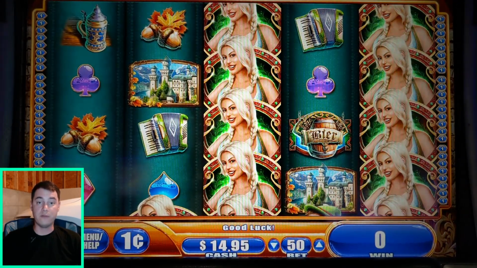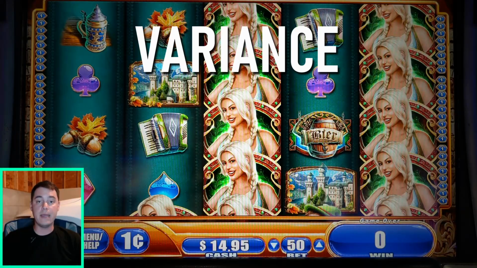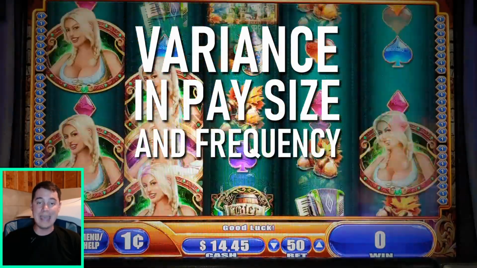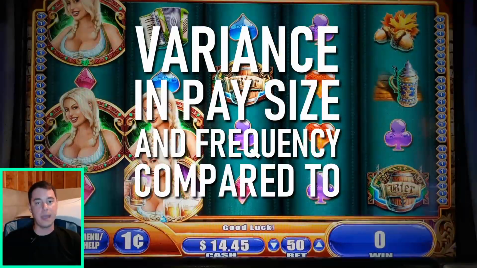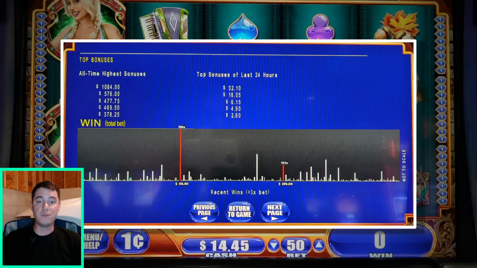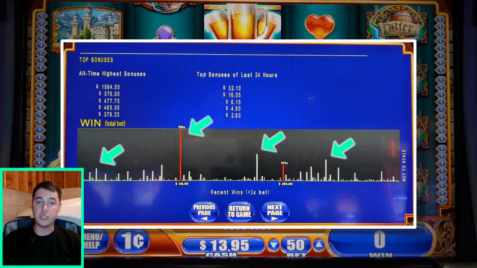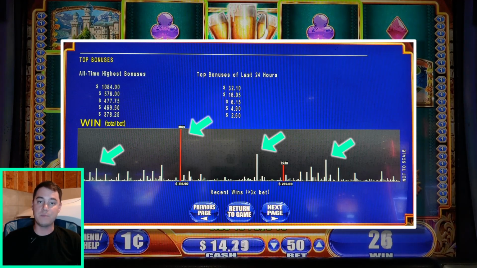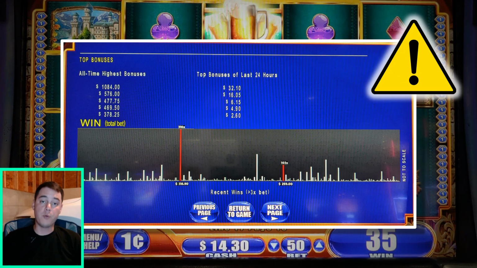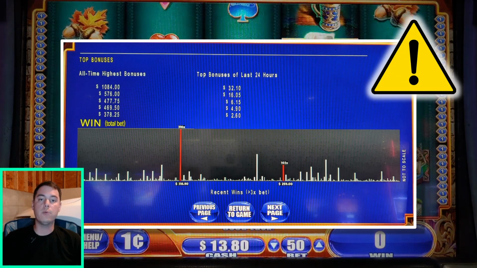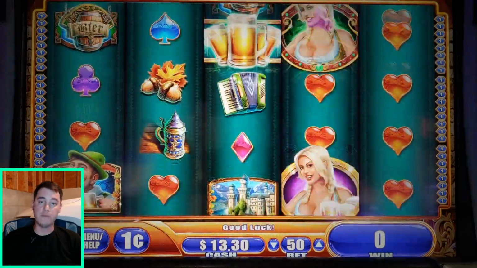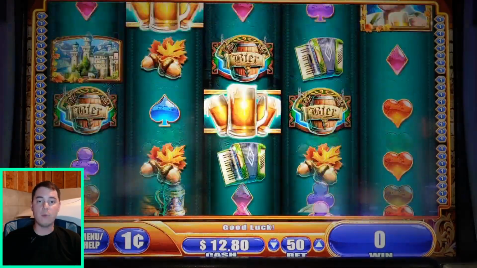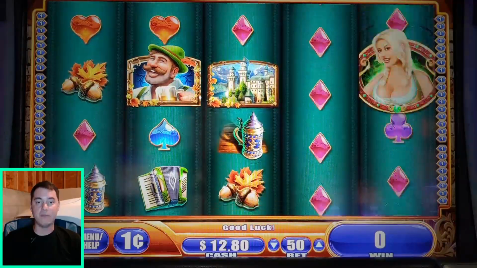We said before that volatility is the variance in payout size and frequency that a player experiences over time when compared to the average. And this chart shows the variations outside of the average on this machine in this period. Now, there's a problem with this chart because it only represents a certain amount of time, and it doesn't address the long-term volatility if this game were played to its theoretical average.